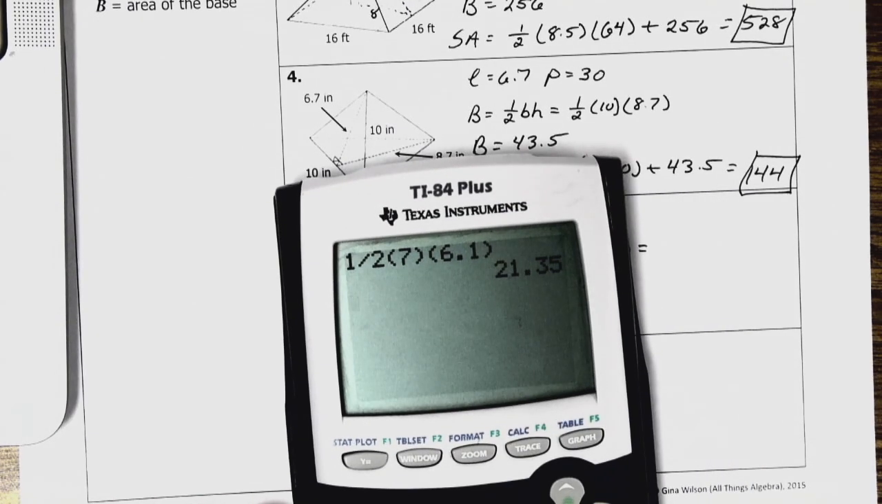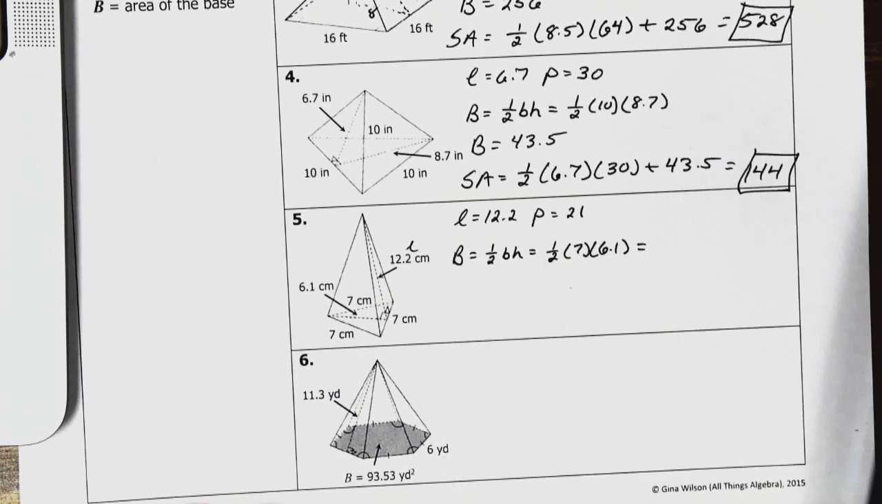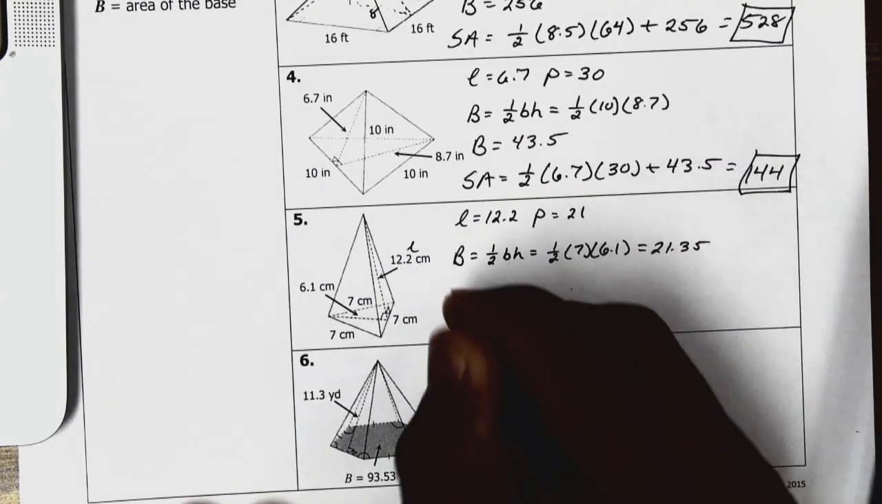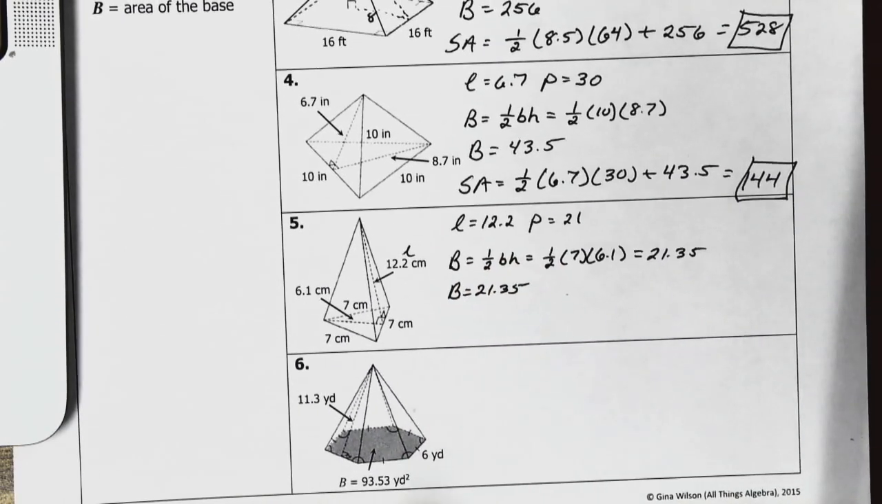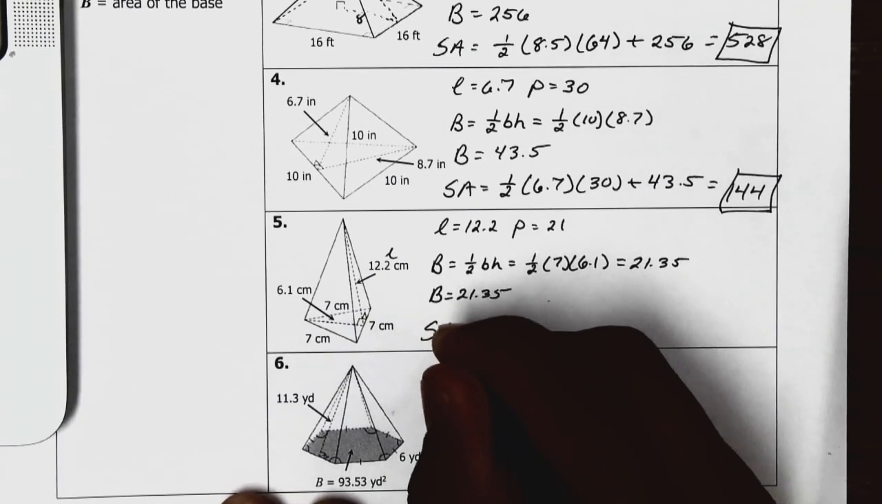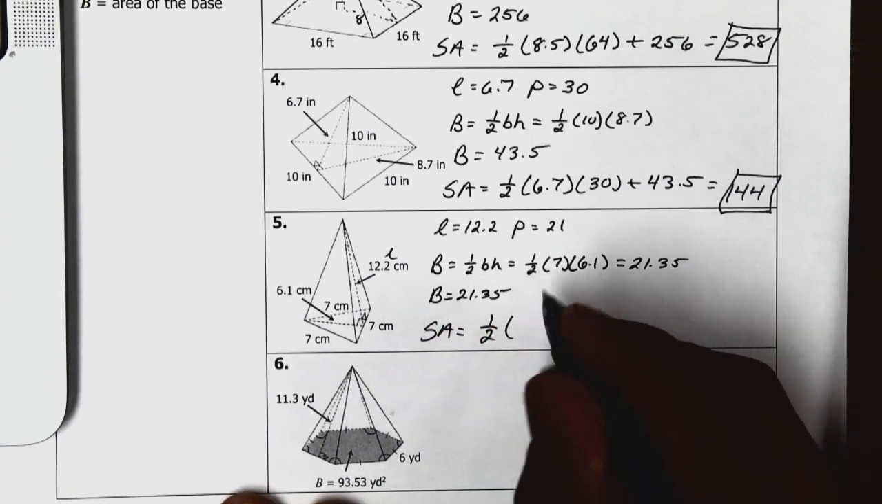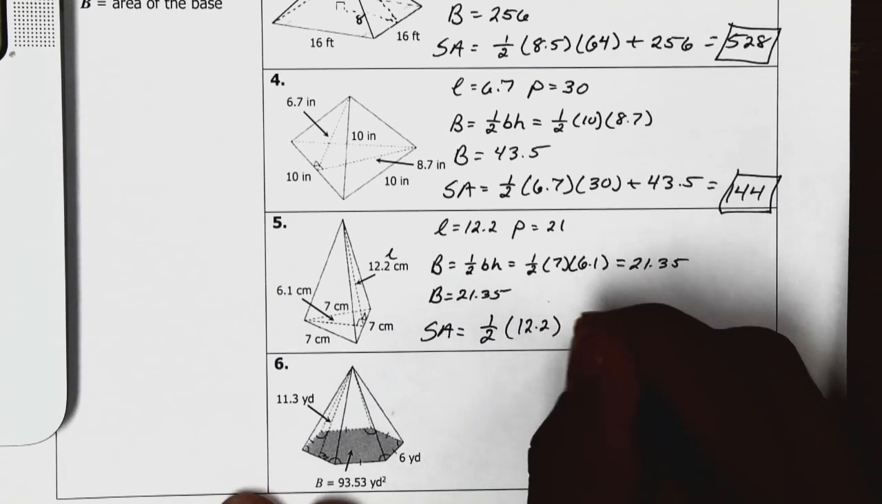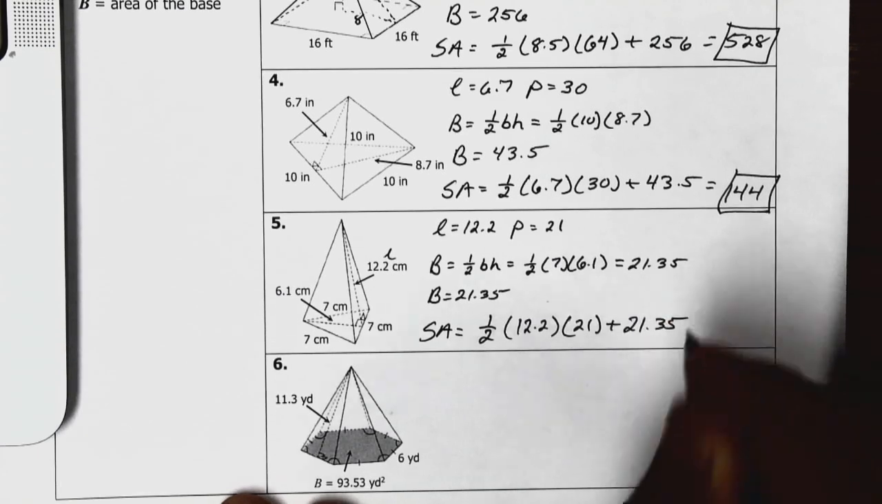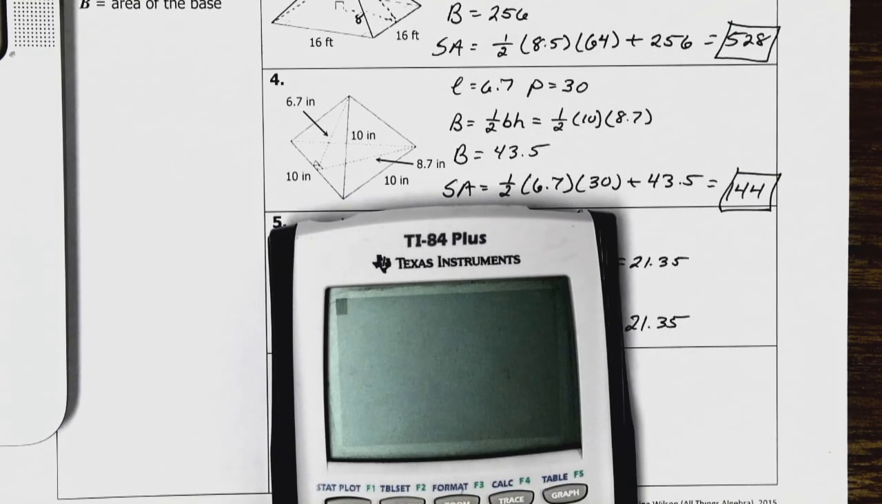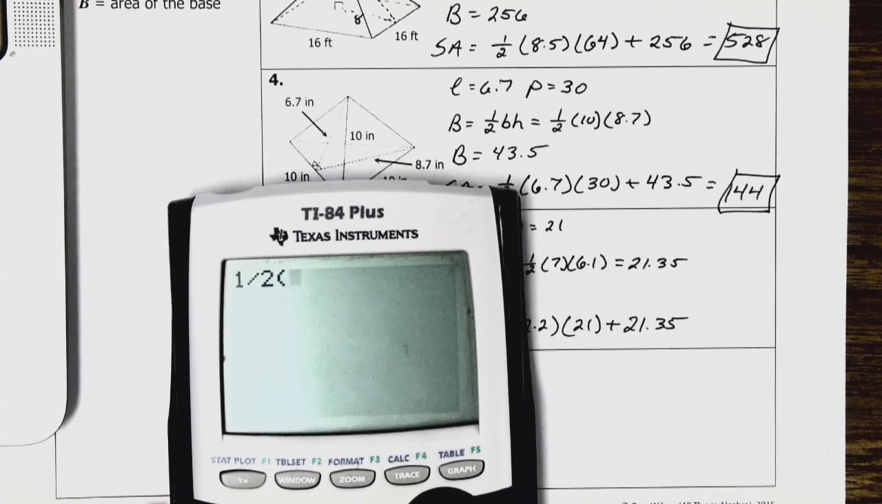So the area of my triangle is 21.35. So big B is 21.35. All right, so now I can use my formula. So SA equals 1/2 times L, which is 12.2, times P, which is 21, plus big B, which is 21.35. And there it is, 149.45.